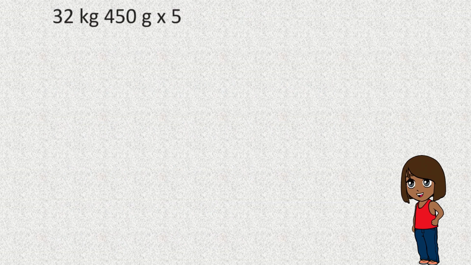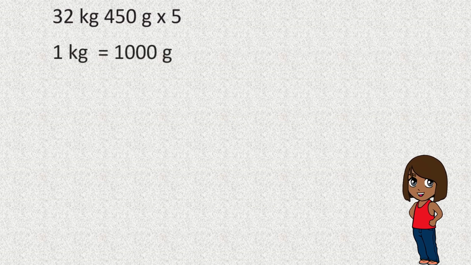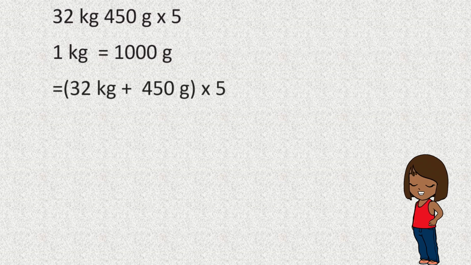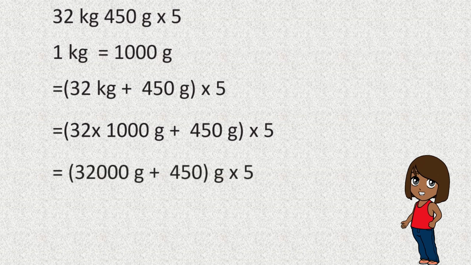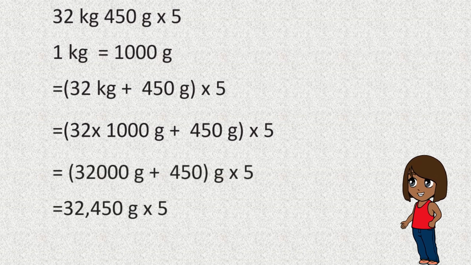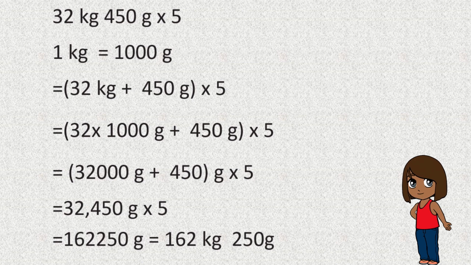Let's see a multiplication question. 32 kilograms 450 grams multiplied by 5. Here again, convert all units to the smallest common unit. In this case, convert all kg into grams by multiplying by 1000. In the end, you will get the answer in grams. This can be converted into multiple units if required.